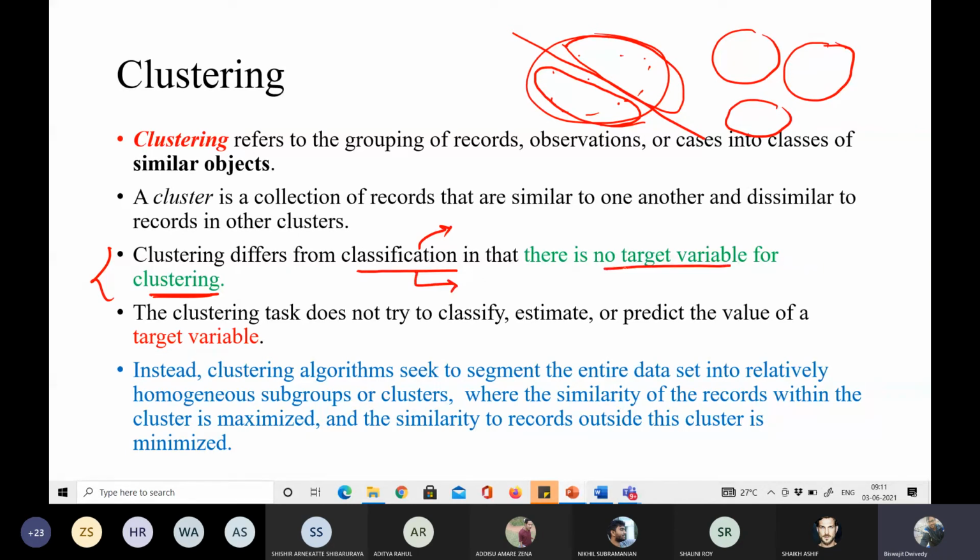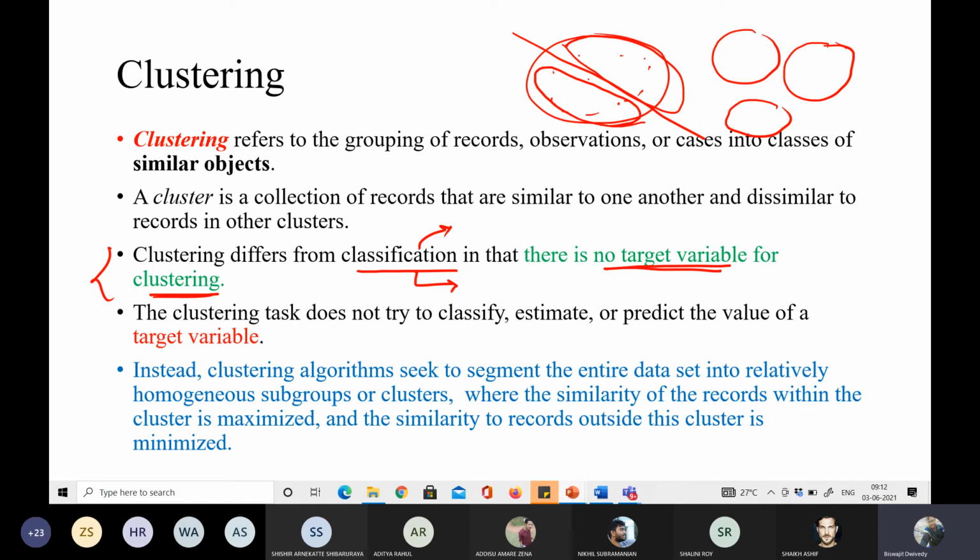So that's the main difference: in classification there will be some target variable. This is very important, because this target variable is used to define your supervised and unsupervised learning process. In clustering there is no target variable, so that's why this is one type of unsupervised learning process, or unsupervised algorithm. When I discuss one example, you will understand why I'm saying that this is unsupervised.